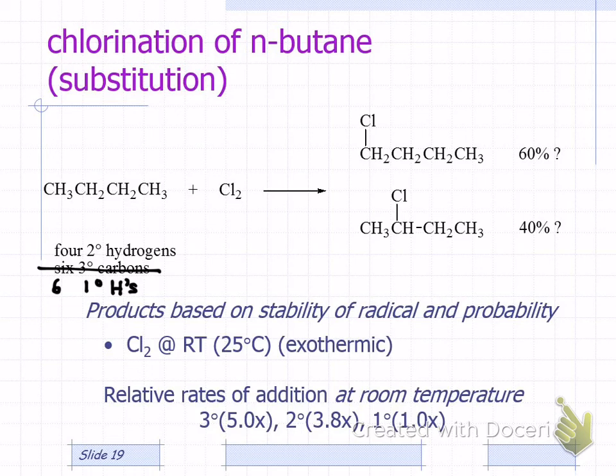So what does the actual percentage end up being like? The actual percentage ends up being like this. That is, the secondary substitution is 71% of the product, simply because secondaries are so much faster than primaries. But it's a combination of the number of hydrogens and the rate of the reaction of those hydrogens.